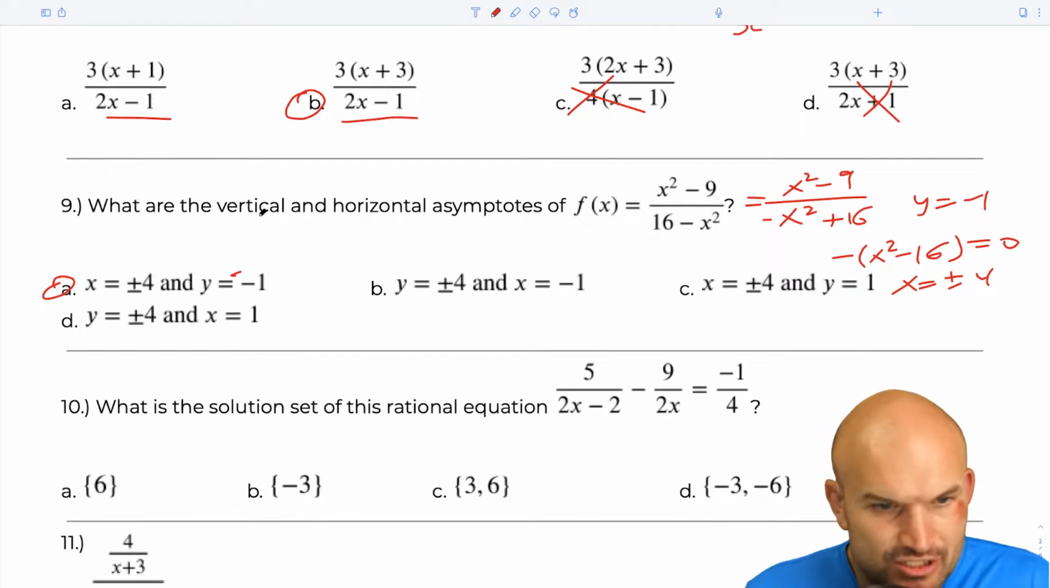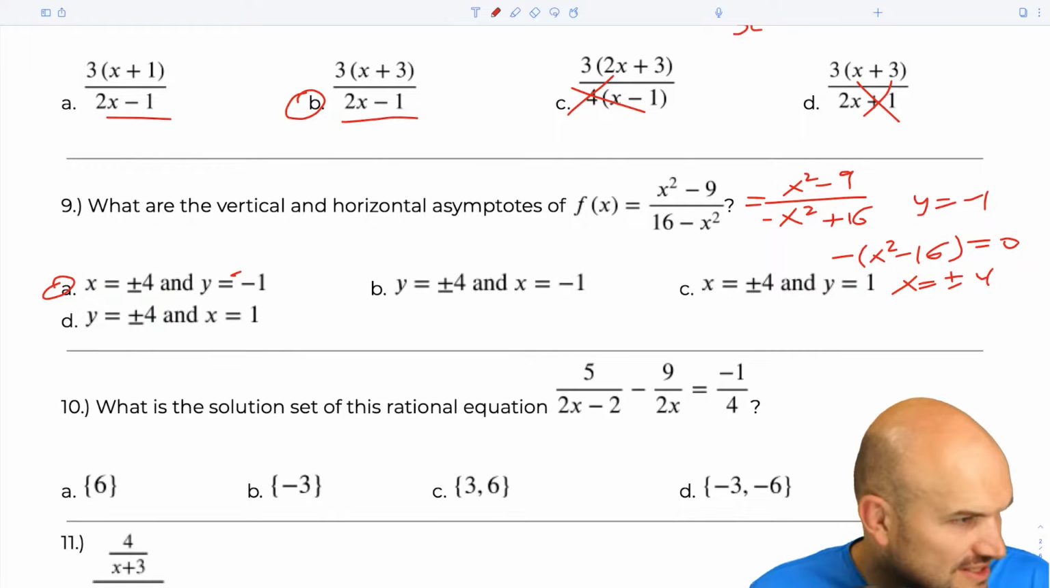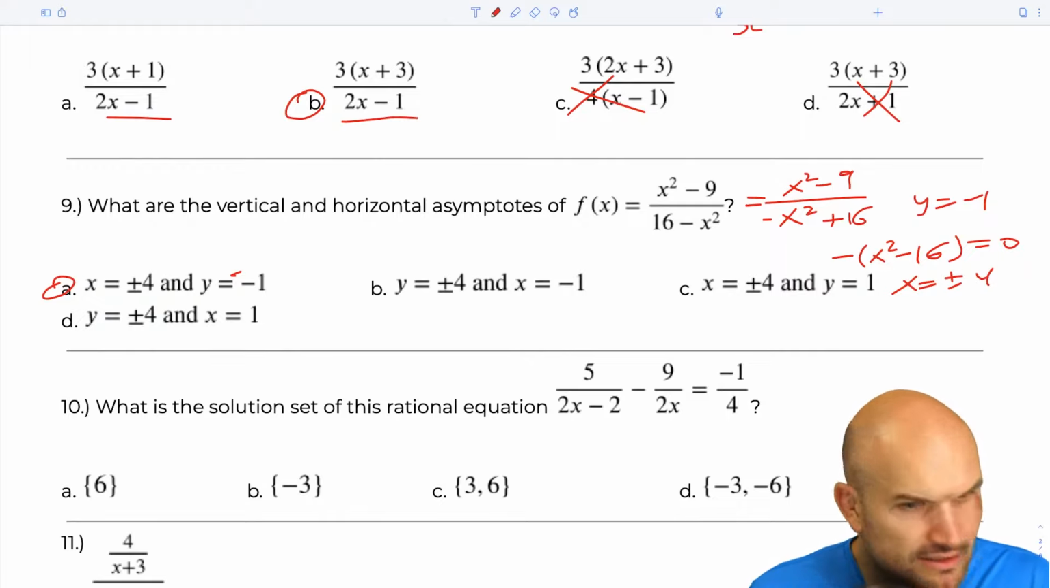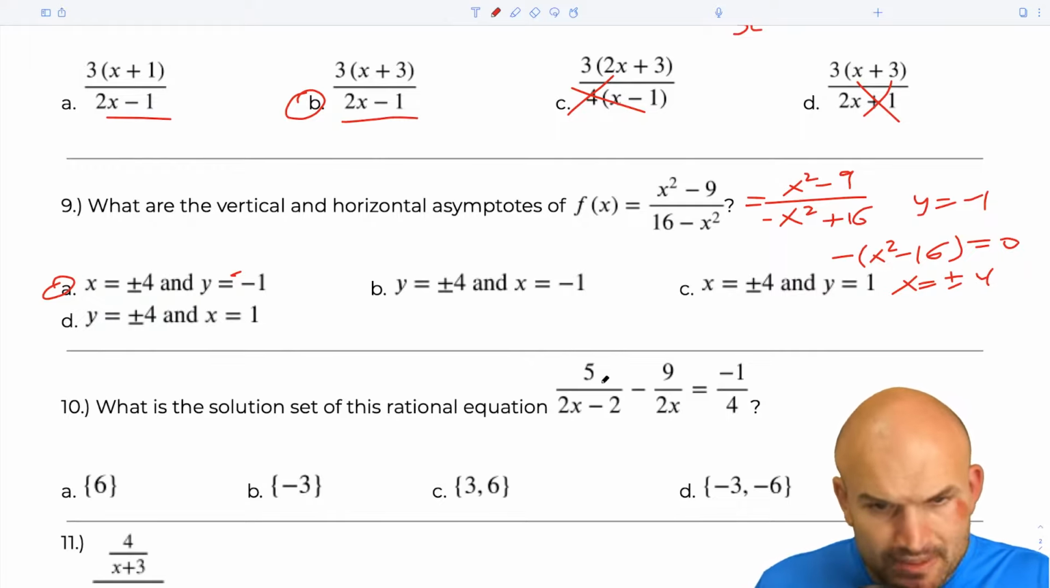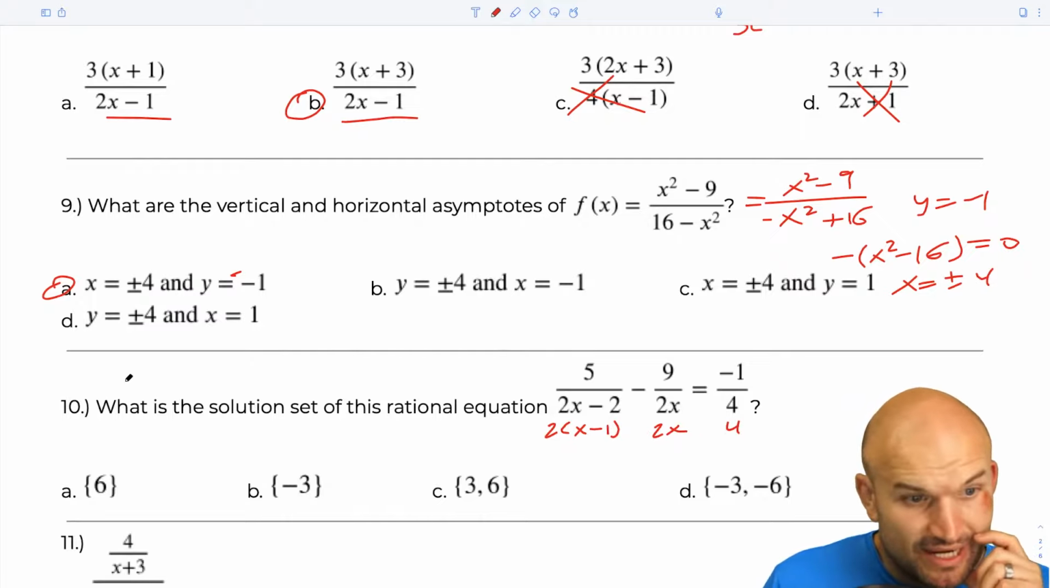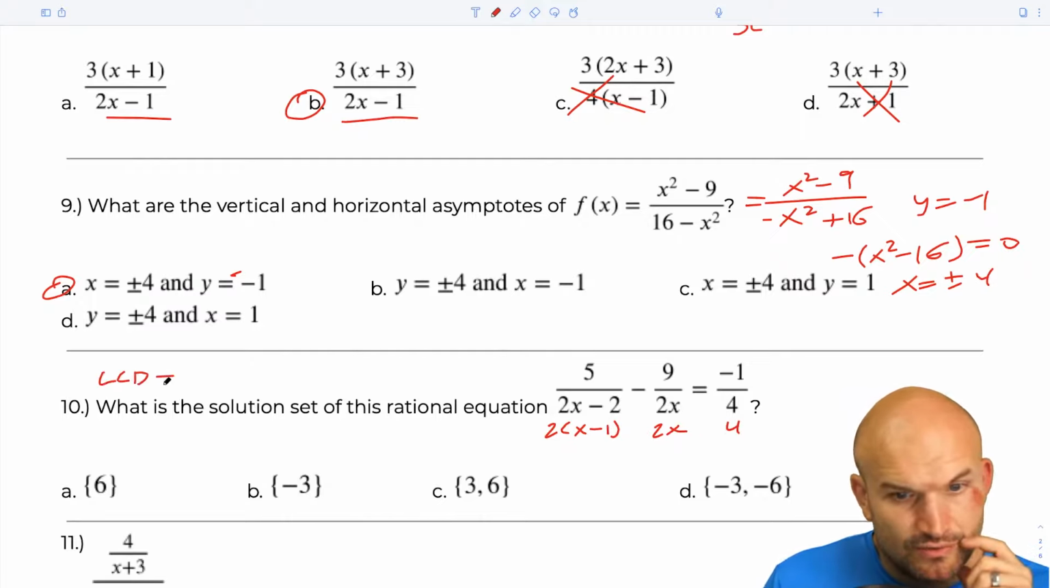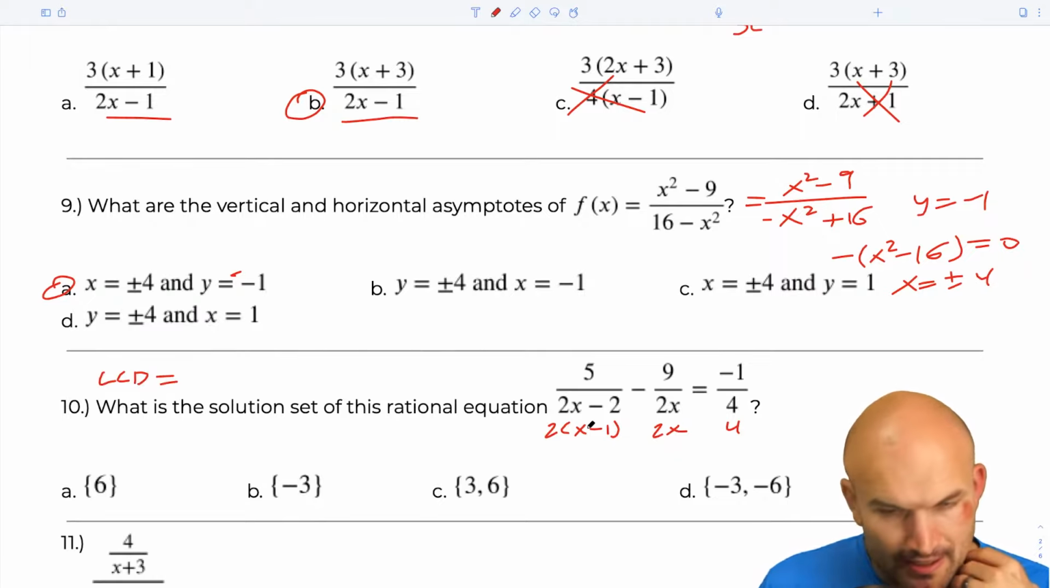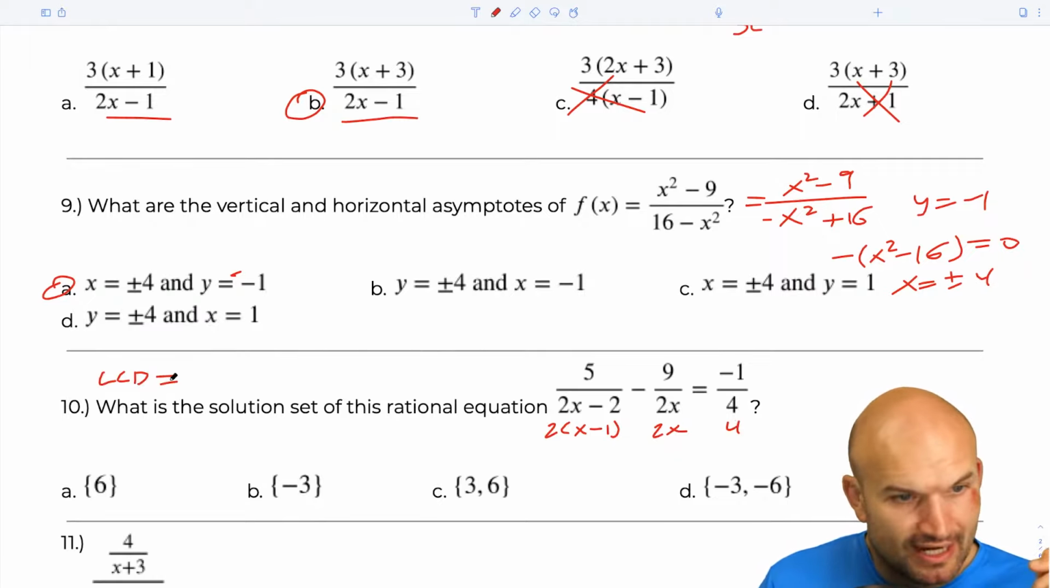What is the solution set to the rational equation? I remember this one was not very fun. Or it was. I don't remember. Okay, so let's simplify the denominator. So I have 2 times x minus 1. All right, so I have a 2x and I have a 4. Let's find my LCD. My LCD needs to be something that divides into all of them. My highest number is 4, so I have to have that. I have to have an x, right? And I have to have the quantity x minus 1.